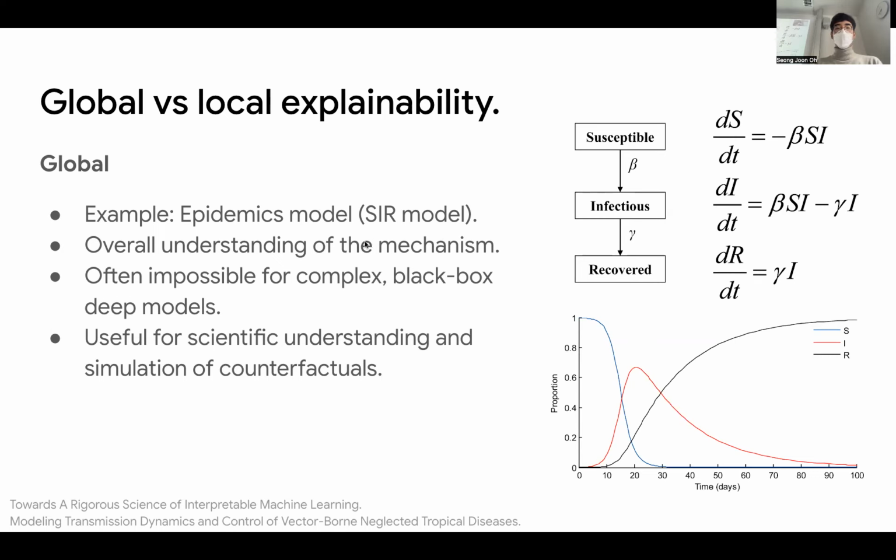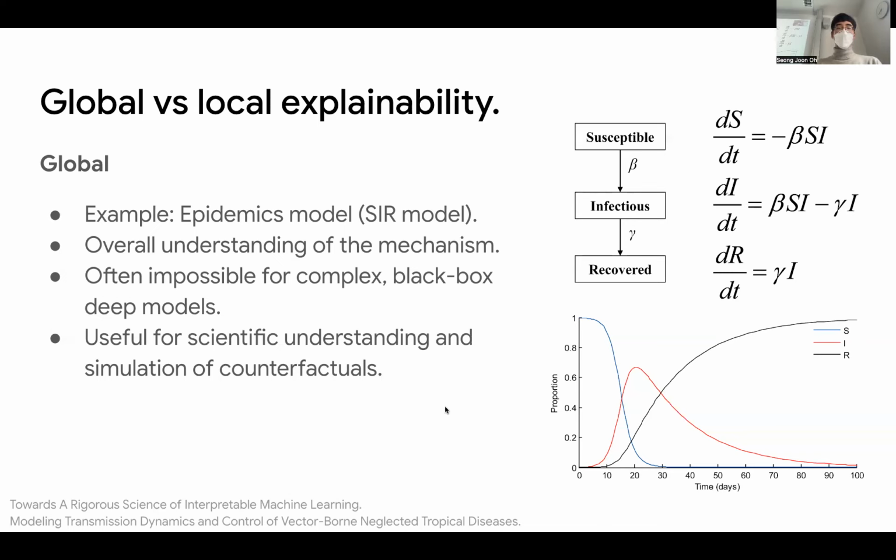So in this case, we are not making a single understanding of a particular event, but we can generate the trajectory for the whole time period, and also the whole SIR system here, of how the curves behave.